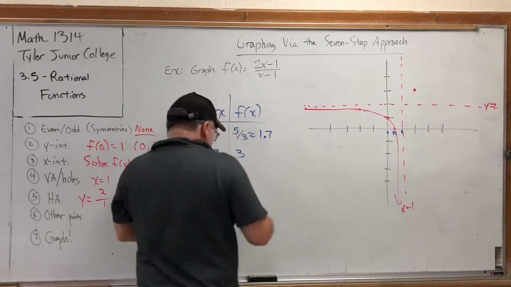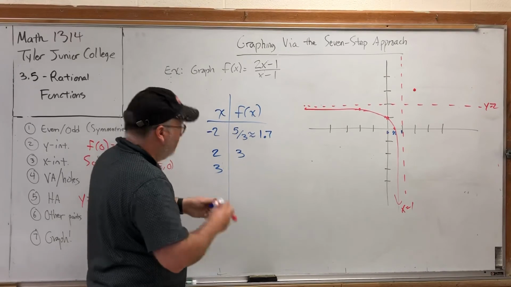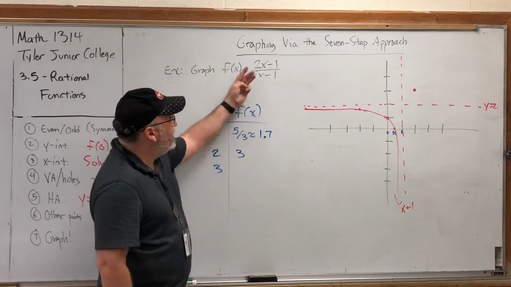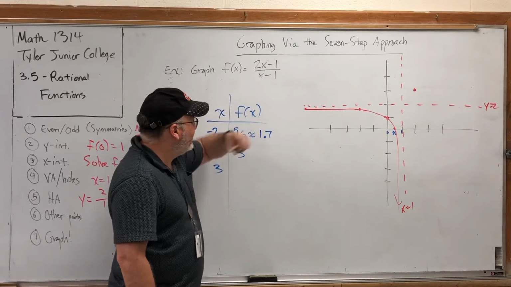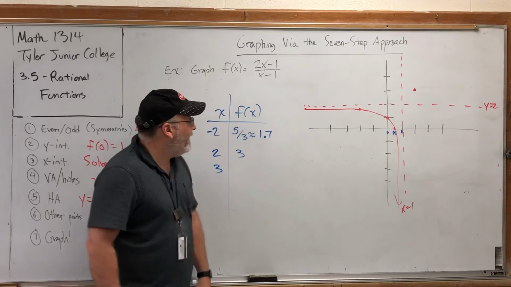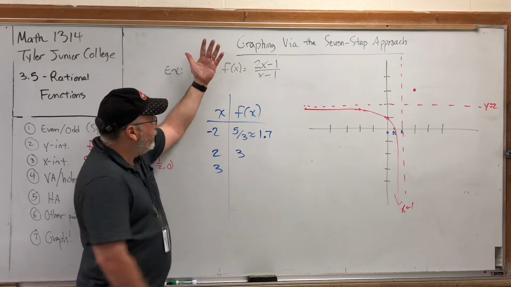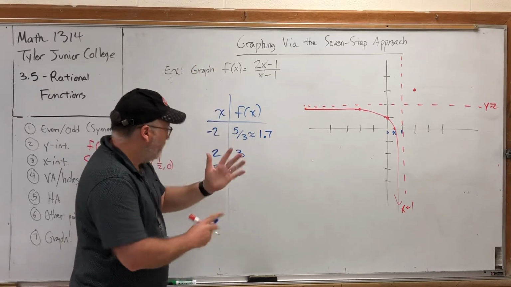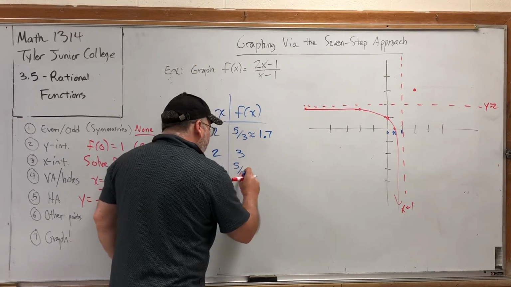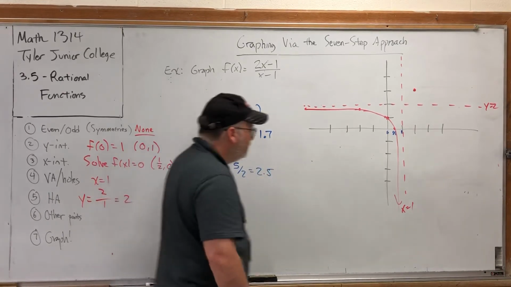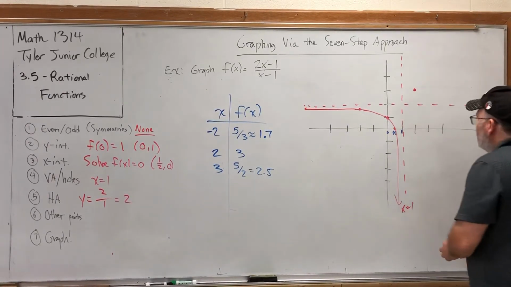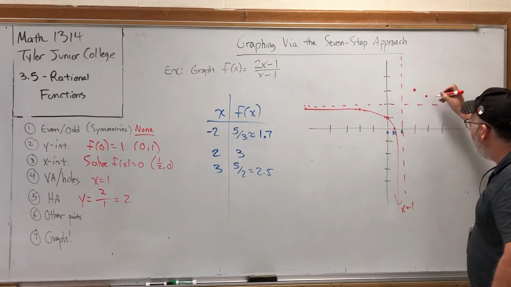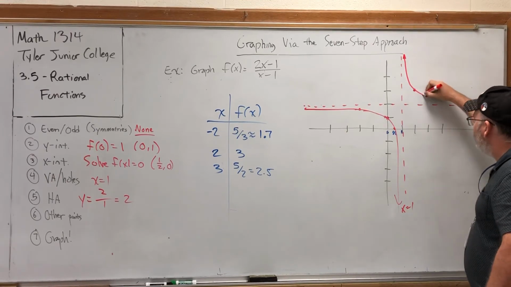If I put 3 into the top, I get 2 times 3 is 6, 6 minus 1 is 5, so we have 5 on top. And if I put 3 on the bottom, I get 3 minus 1 is 2. So I get 5 over 2, and that won't reduce. But I can turn it into 2.5. So over 3, up 2.5. And now I have plenty of evidence to say, look, here's the rest of it.